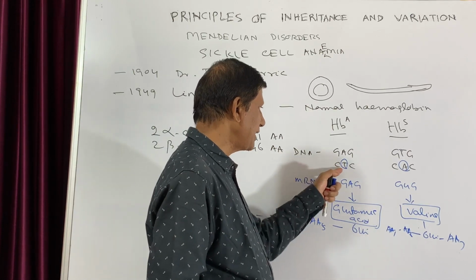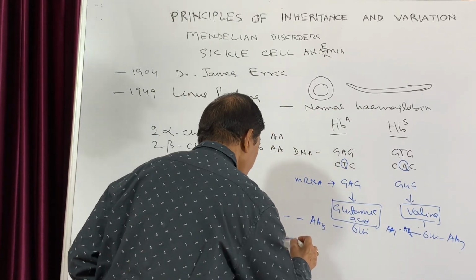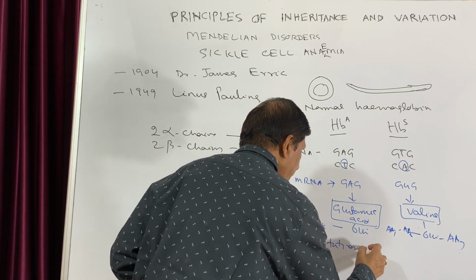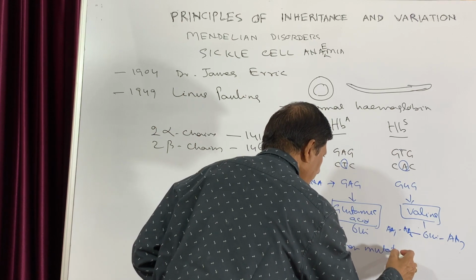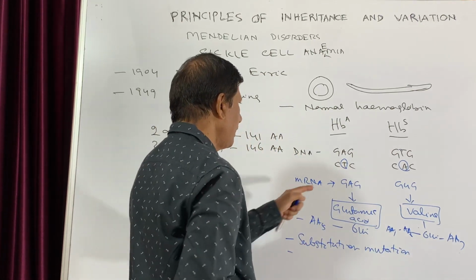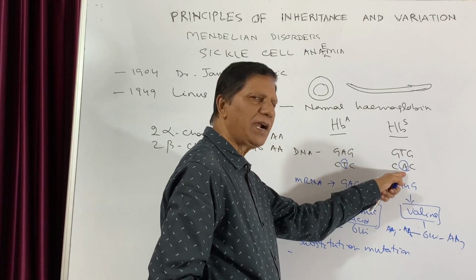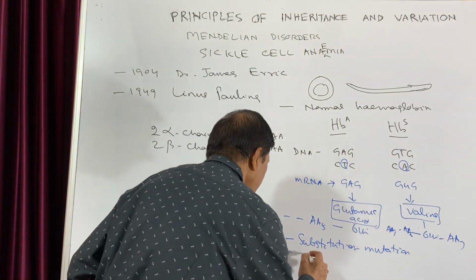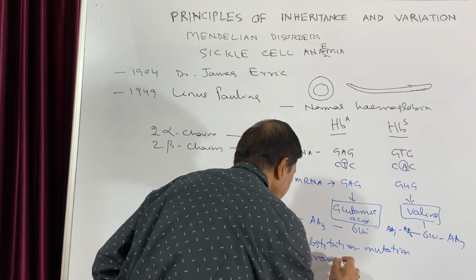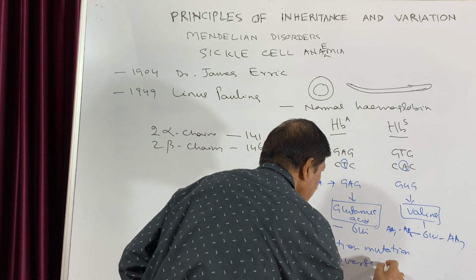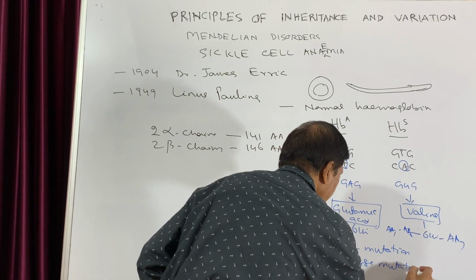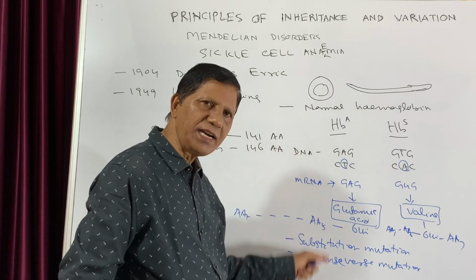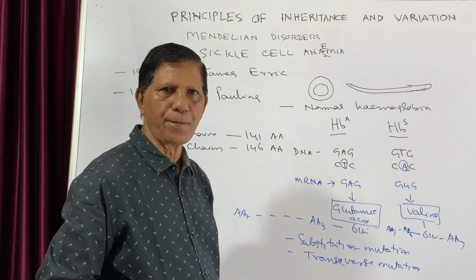So this is a case of substitution mutation. Now the thymine is replaced by adenine. Thymine is a pyrimidine and this is adenine, a purine, so it is also a transversion mutation. So this is the basic reason, you can call this the genetics of sickle cell anemia.